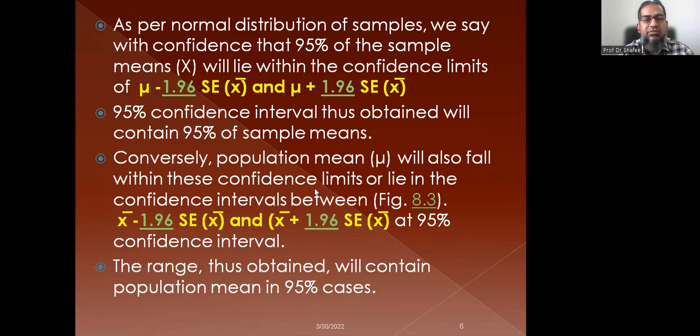95% of the population means will fall in this range of mean minus 1.96 standard error of mean and mean plus 1.96 standard error of mean. So this is the range, the confidence limit, for the population mean. The population mean will fall in this range in 95% of cases. So the range obtained will contain the population mean 95% of the time. This range is called the confidence limit.